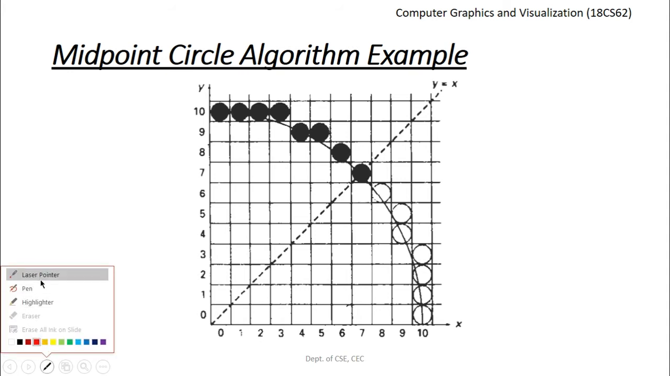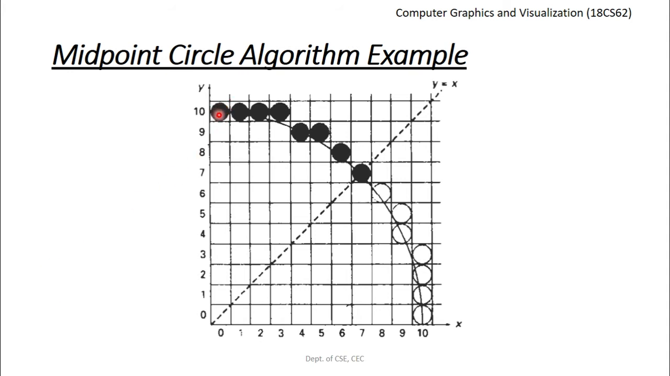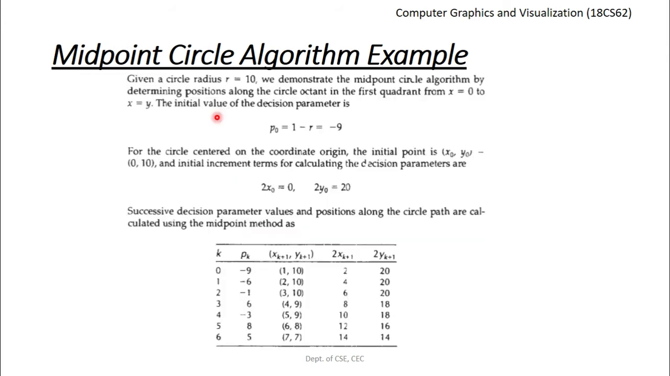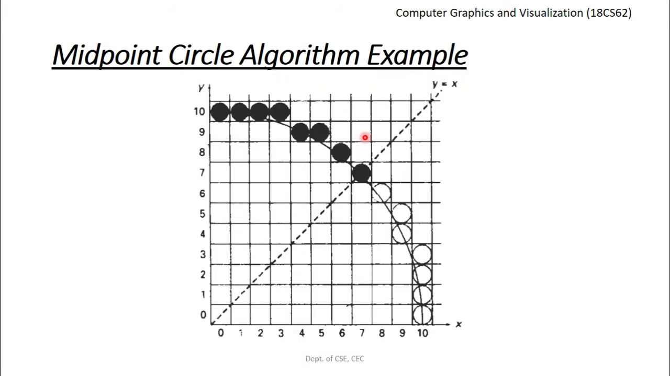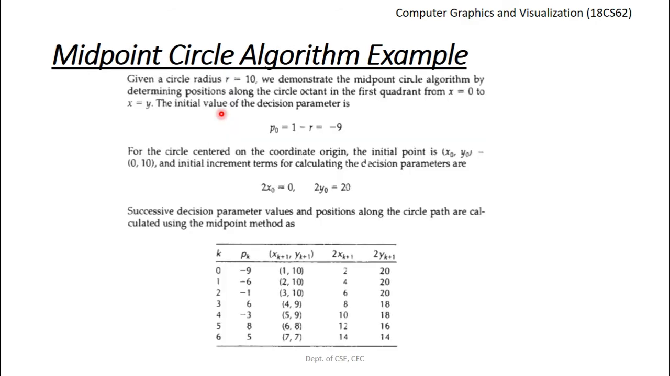We are going to plot the first point at x equal to 0, y equal to 10, because that is the first step in your algorithm. So compute the first point, x naught comma y naught equal to 0 comma r. In the example, the value of r equals 10, so x naught comma y naught equals 0 comma 10. That is the first point that we will be plotting. Okay, now let us trace the algorithm.